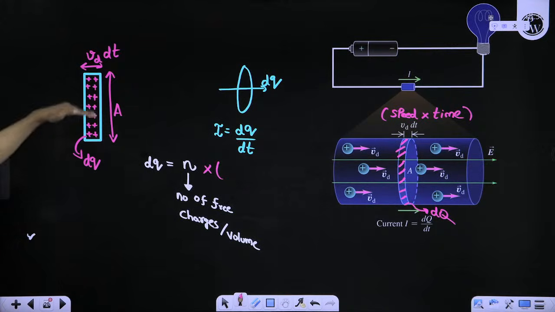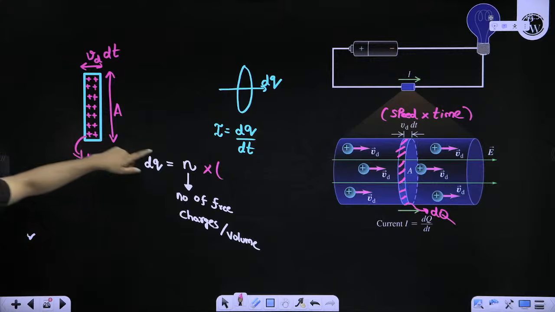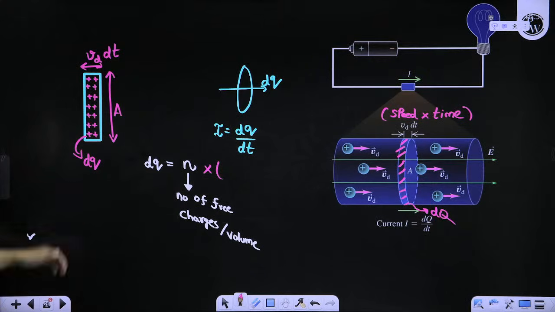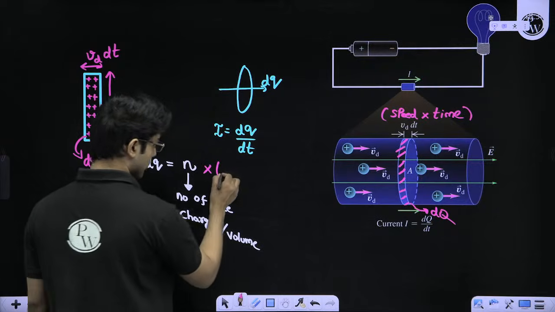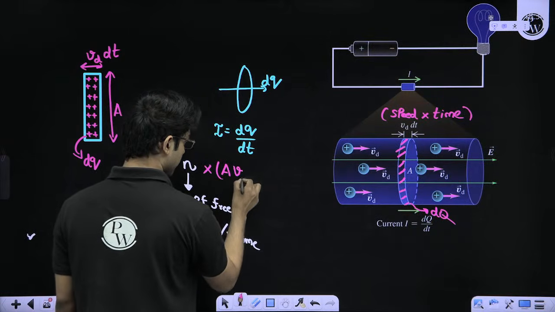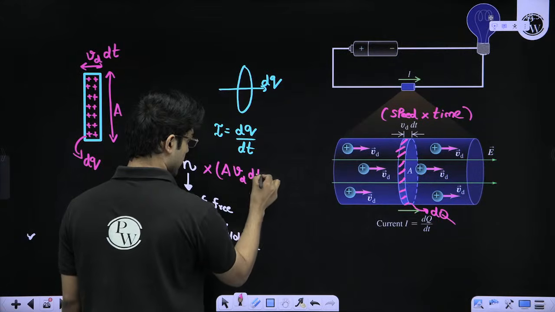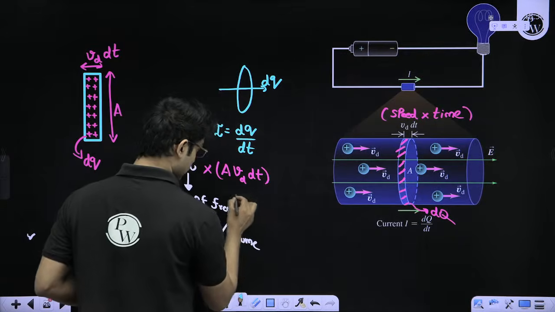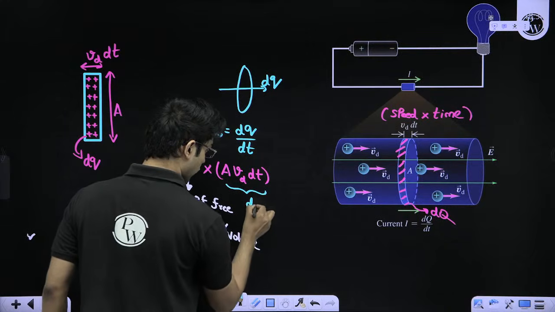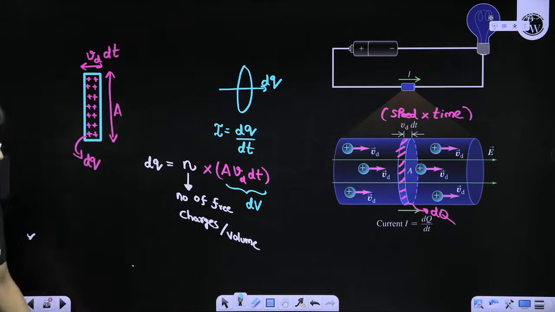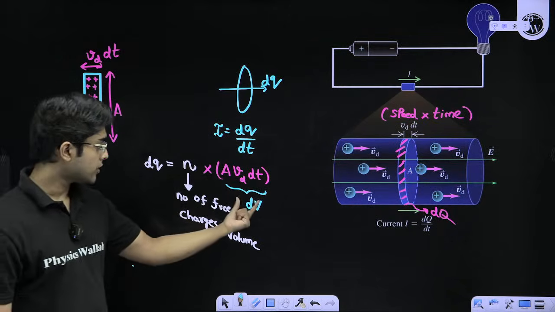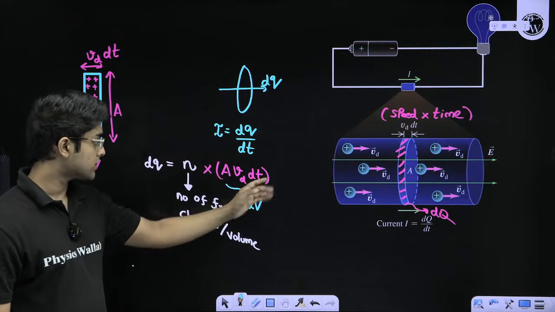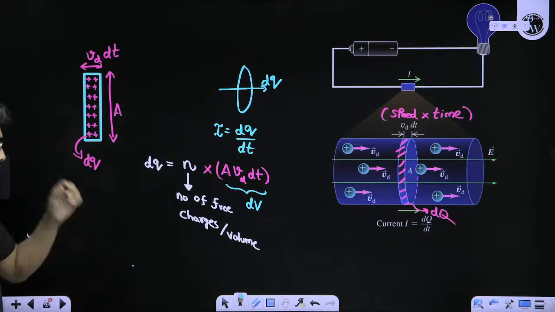Okay, so what is the volume of a cylinder? This will give me the number of charges, not the magnitude of charge. Length into area, right? So A into Vd into dt. This thing that I multiplied is the small volume of the cylinder. If n is the number of charges in unit volume, and I multiply it with dV, I get the number of charges in dV volume, right?